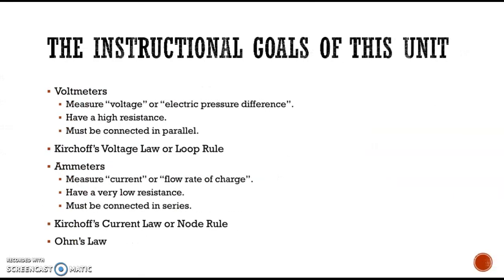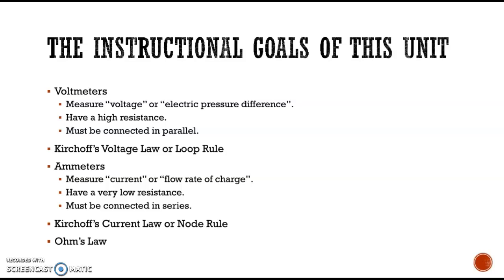So first, I want to briefly go over the instructional goals of this unit. The first goal of this unit was regarding voltmeters and measuring voltage. What a voltmeter does is it measures the electric pressure difference. In order to do this, it must be connected in parallel and it must have a high resistance, and we'll go over that in more detail in a second. I also want to cover Kirchhoff's voltage law, or loop rule as it's sometimes called.